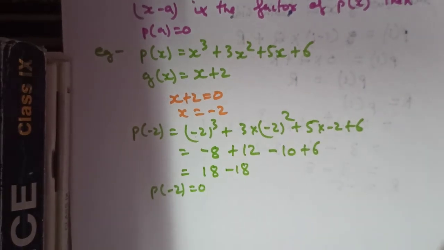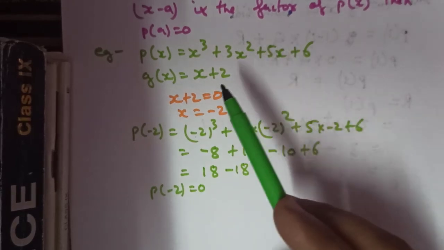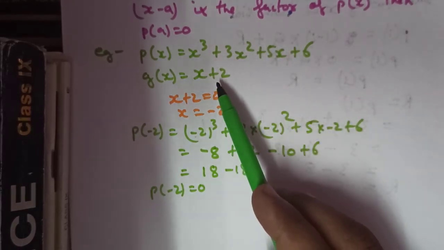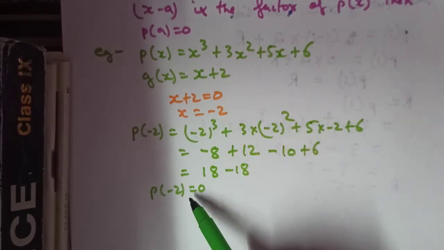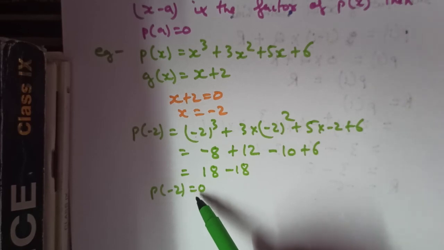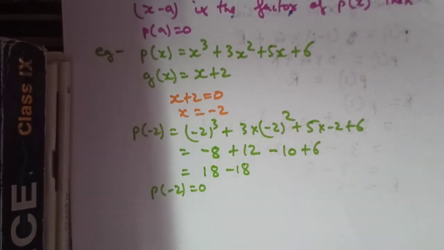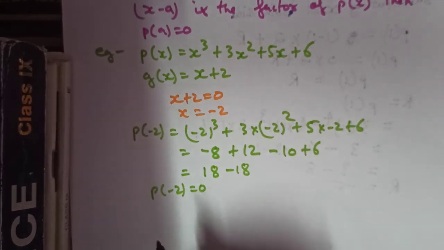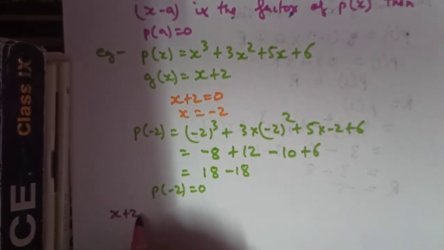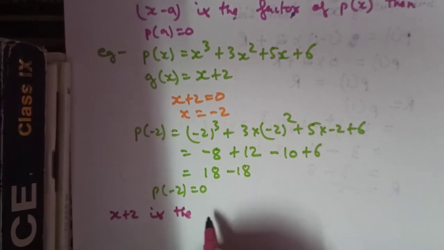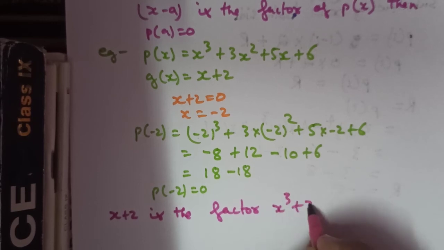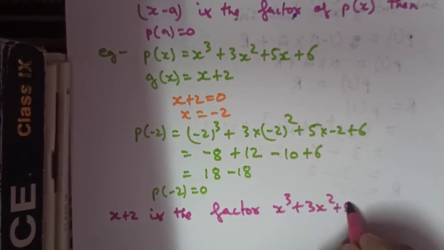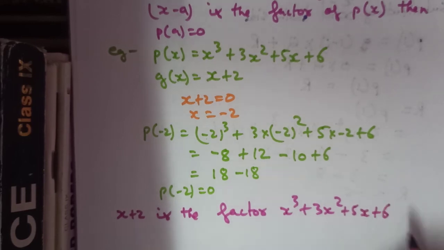So according to the factor theorem, if polynomial p(x) is divided by polynomial g(x), that is x minus a, and the value of p(a), that is p(minus 2), is equal to 0, then what can be said about the factor? What can be said about x plus 2? We can say that x plus 2 is a factor of the polynomial x cube plus 3x square plus 5x plus 6.